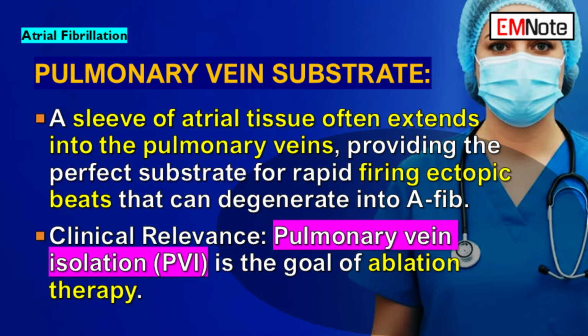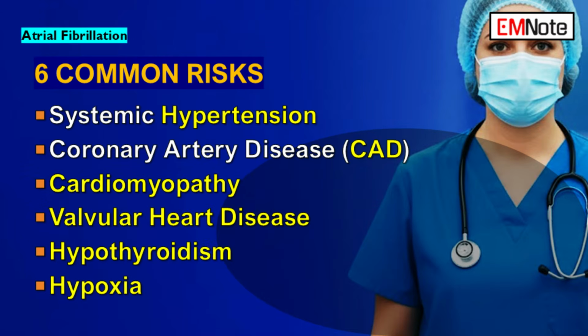Okay, so knowing the trigger helps, but we also have to know which 6 underlying clinical conditions most commonly cause or perpetuate atrial fibrillation. They are systemic hypertension, coronary artery disease, cardiomyopathy, valvular heart disease, hyperthyroidism, and hypoxia. You see a really strong overlap there with major cardiovascular issues. That's a very strong overlap.